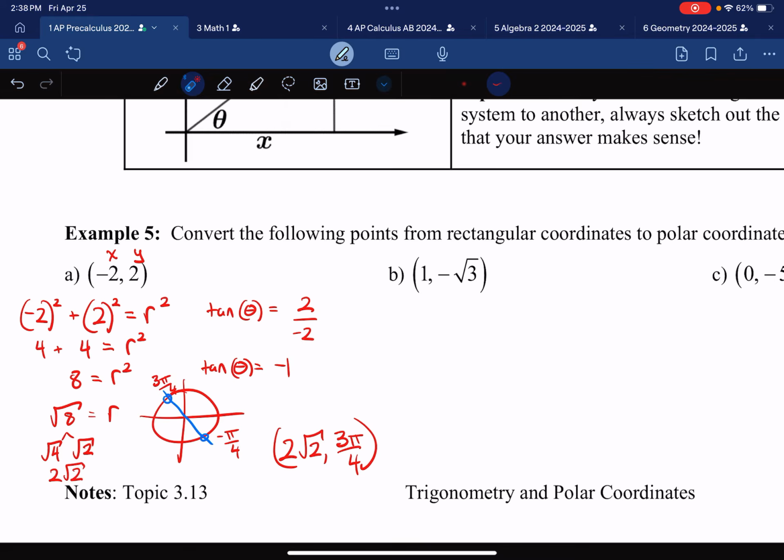The one thing I'm forgetting that you should not forget, learn from my mistake, is to check where we were supposed to be. We were supposed to be in quadrant 2. Quadrant 2 is up here. Therefore, it had to be that point of 3 pi over 4. All right, let's try another one.